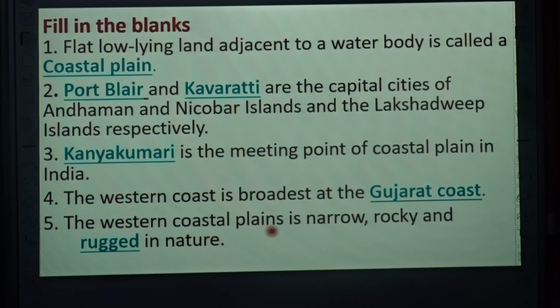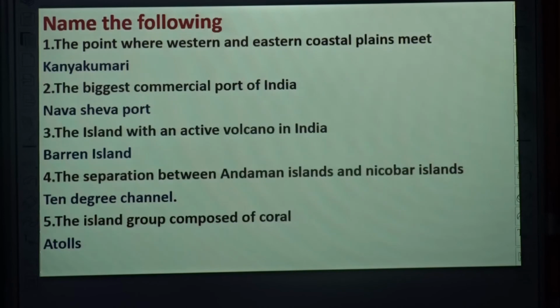The western coastal plain is narrow, rocky and rugged in nature. It is very rough in nature. Narrow means a small region, and rocky and rugged in nature. Yes. Now we are moving to the one-word answers.